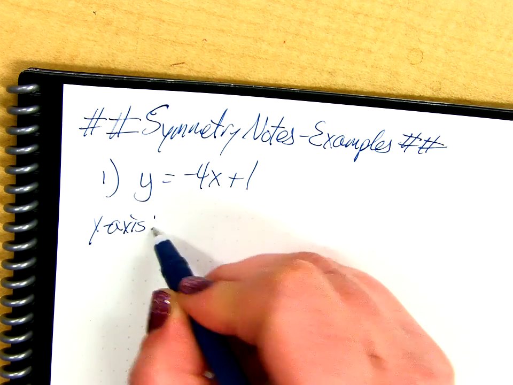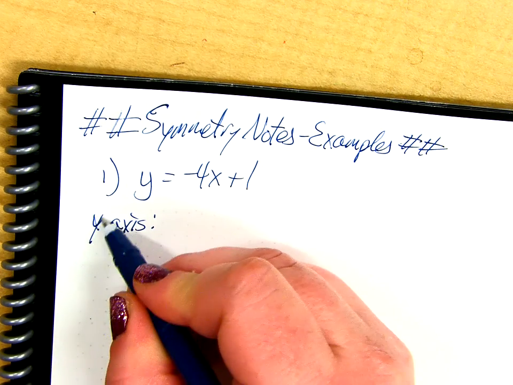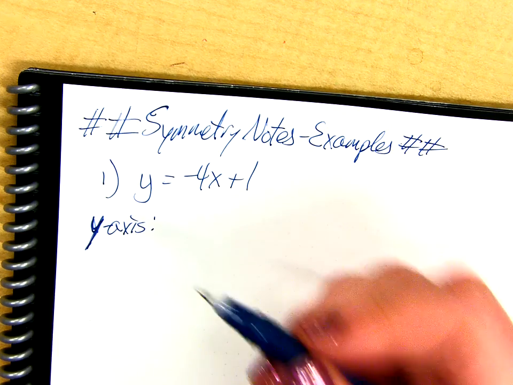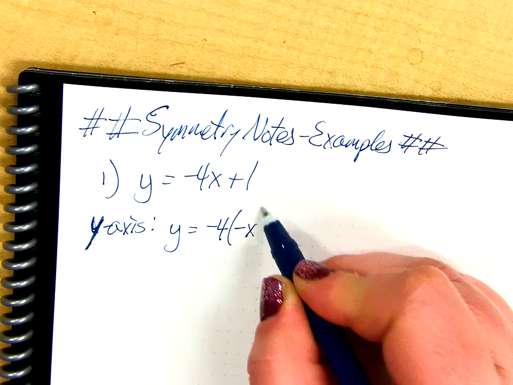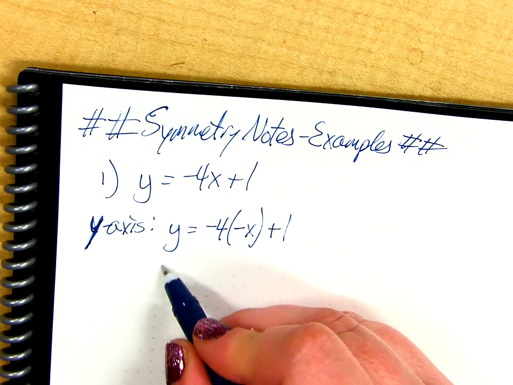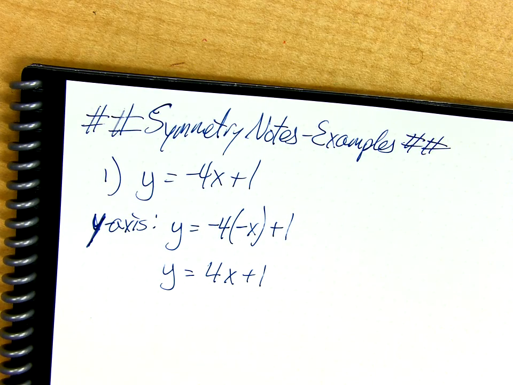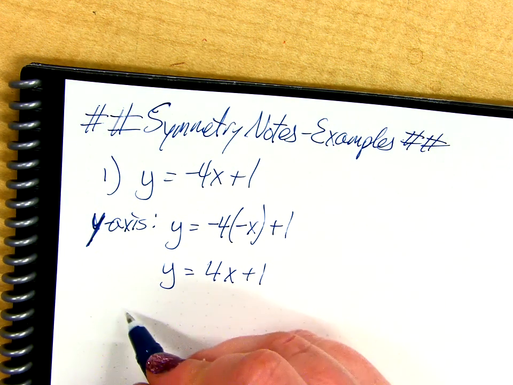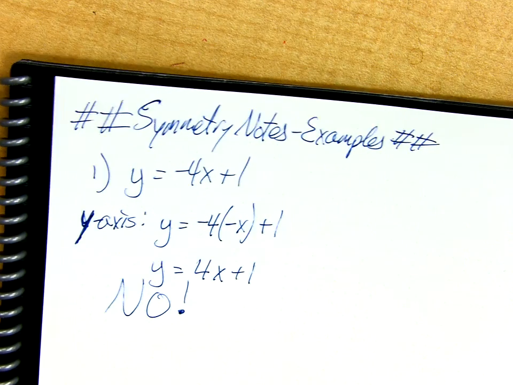So if I want to test for y-axis symmetry, I'm supposed to plug in negative x, right? So it's going to look like this, y equals negative 4 times negative x plus 1. If I simplify what I have now, that's positive 4x plus 1. Does that match my original exactly? No, it does not. So this thing does not have y-axis symmetry. Let's try for x-axis symmetry.